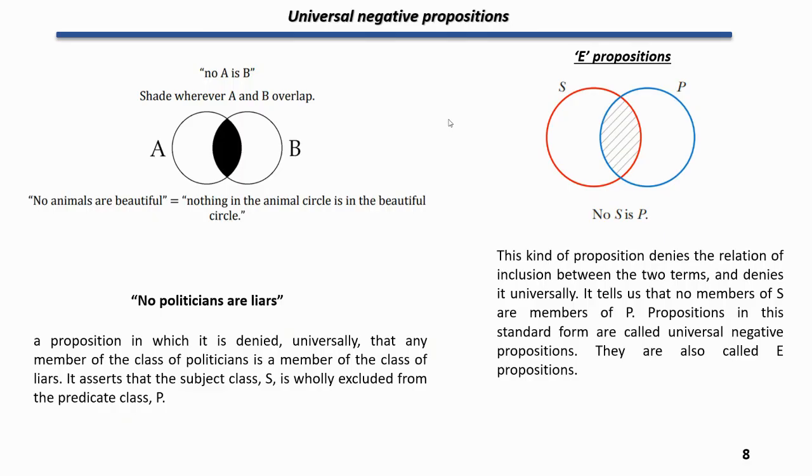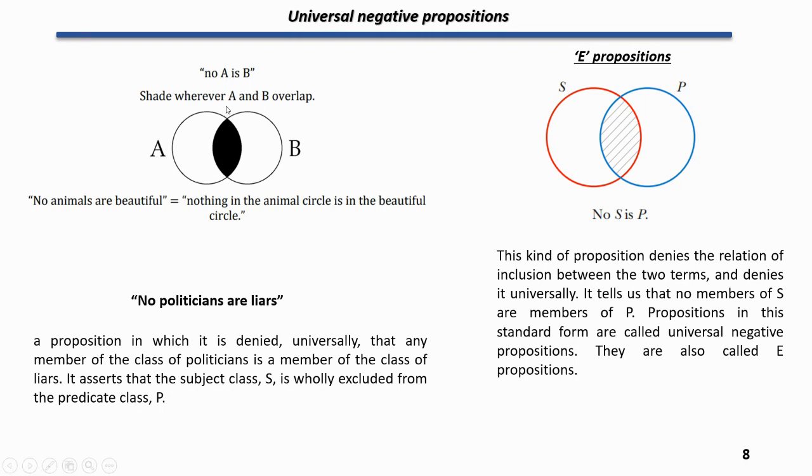Now coming to the next one, that is the E proposition. It is: no A is B. This is a negative proposition. It is confirming, but in the negative sense. So no A is B, like no animals are beautiful.